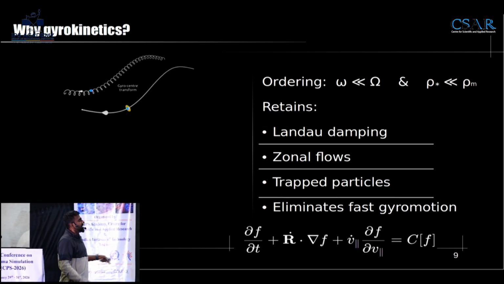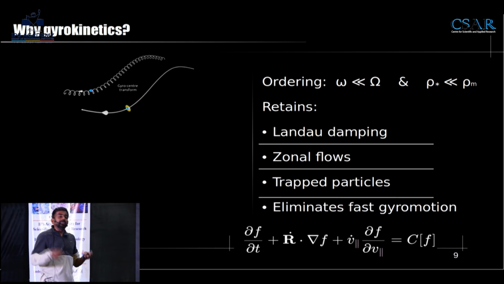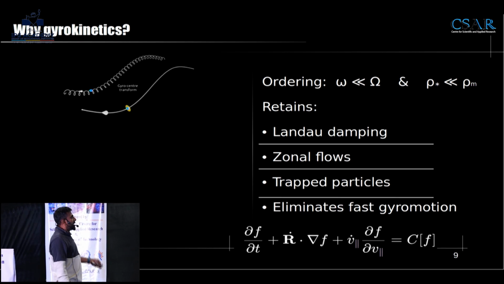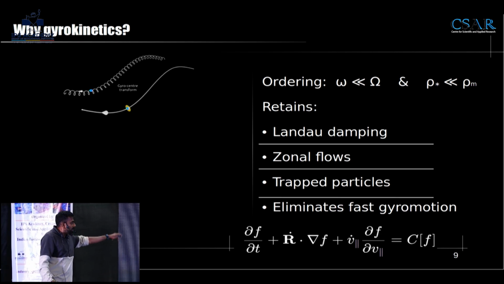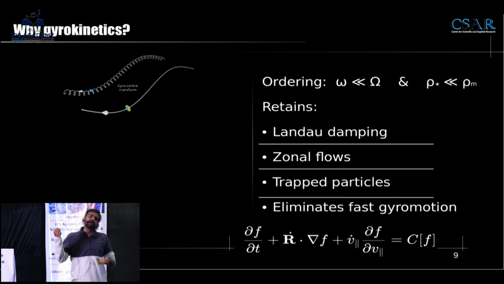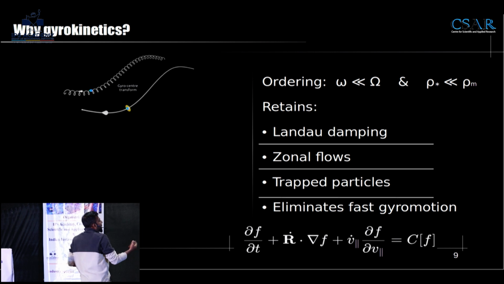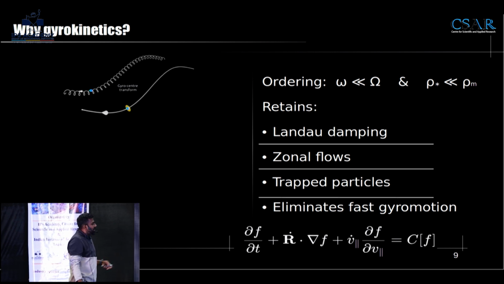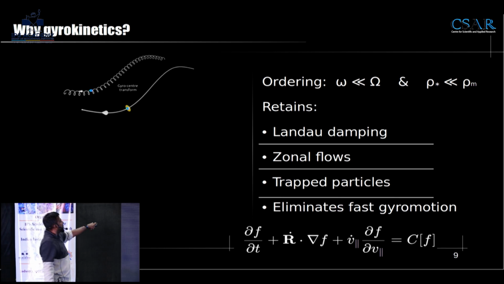Gyrokinetics, again, it turns out that fluid is not good enough for our problem, especially in the core region. You need to handle the Landau damping, zonal flow, trapped particles. All of these, a fluid model wouldn't be able to capture. I mean, you can modify a fluid model, but it's not effective. So we are trying to do a gyrokinetic model, where we are going to integrate out the gyro motion.